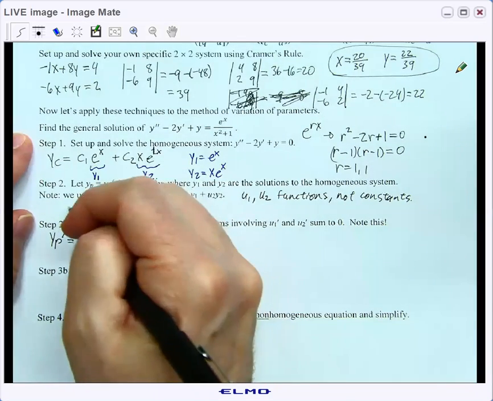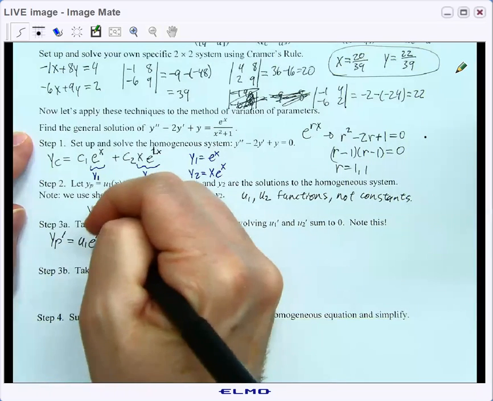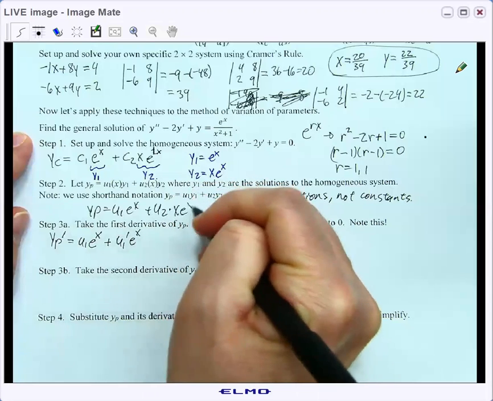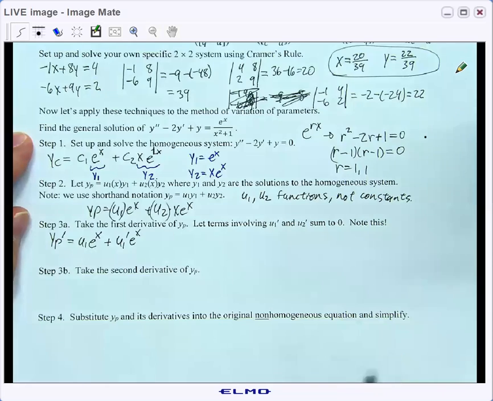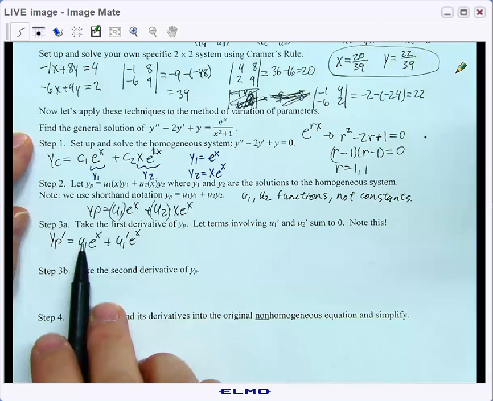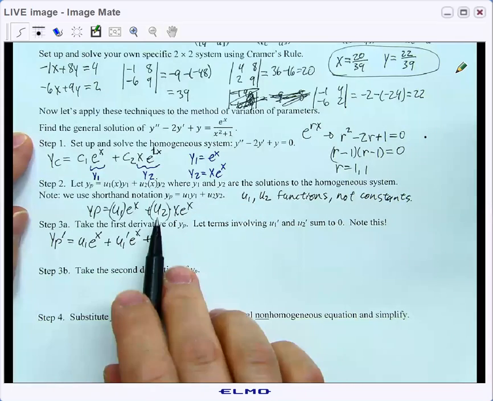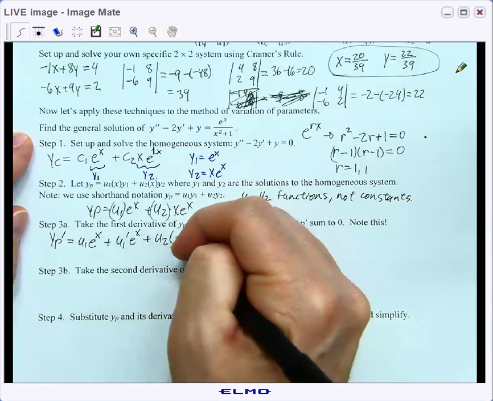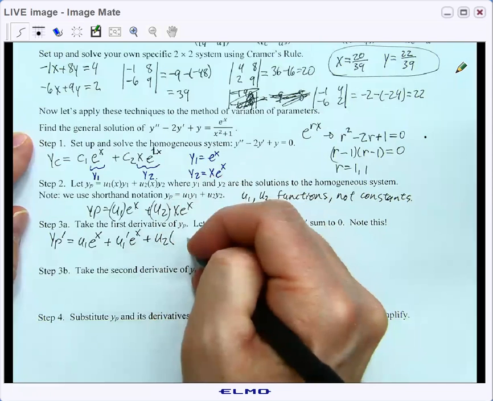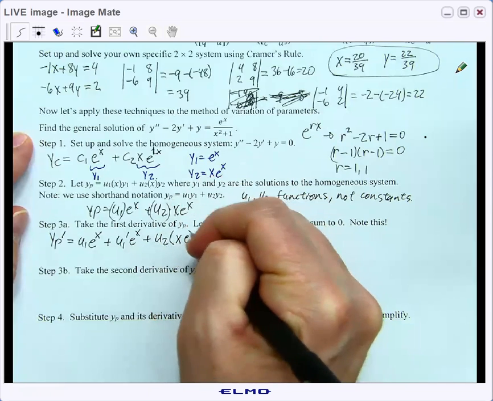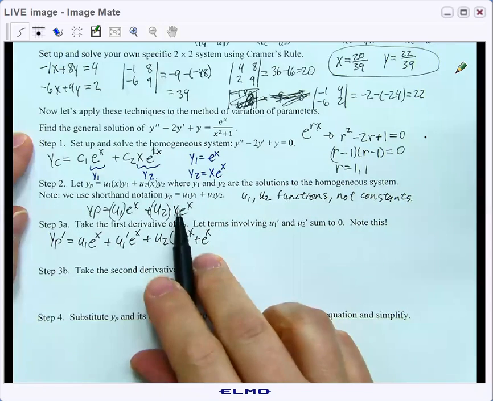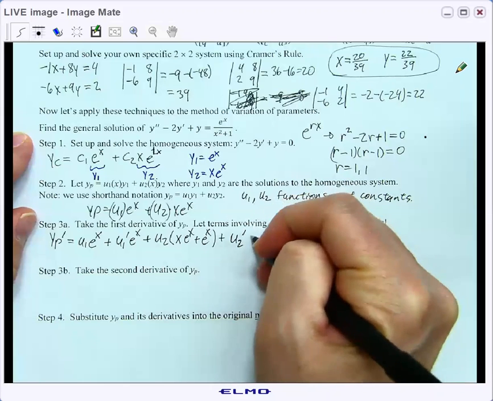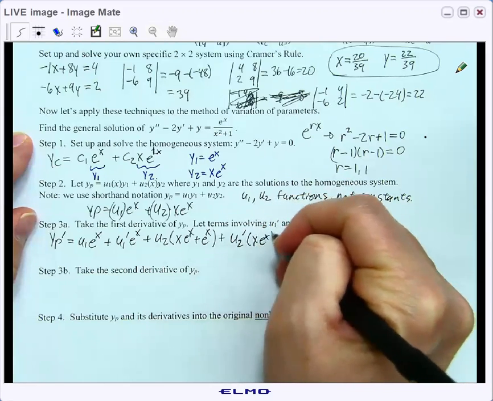I need to remember that y sub p is going to be u sub 1 e to the x plus u sub 2 times x e to the x, remembering that u sub 1 and u sub 2 are functions, not necessarily constants. So we need a product rule here. We're also going to need a product rule here. So we'll do the first times the derivative of the second, and the second actually is going to involve the product rule as well. So x times e to the x plus e to the x times the derivative of x with respect to x, which is 1, plus then u2 prime times x e to the x.